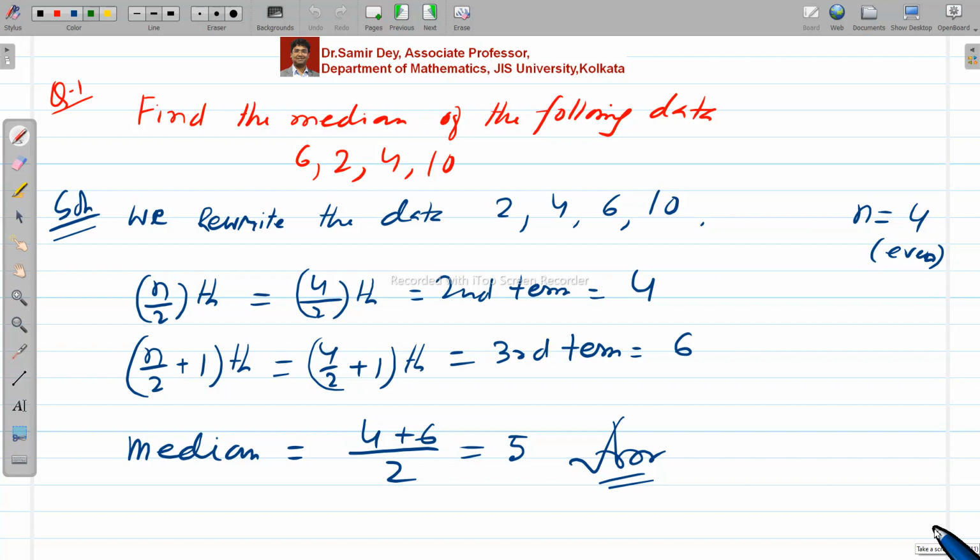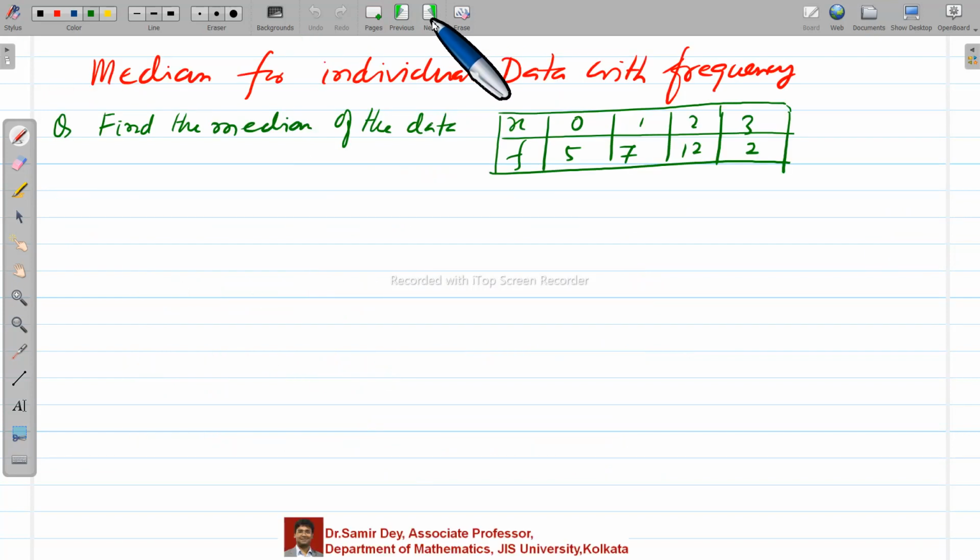Now I think it is clear. This concept is clear. Now switch to the second. So here the topic is median for individual data with frequency. Here I want to give some process by which we can solve this type with some example directly.